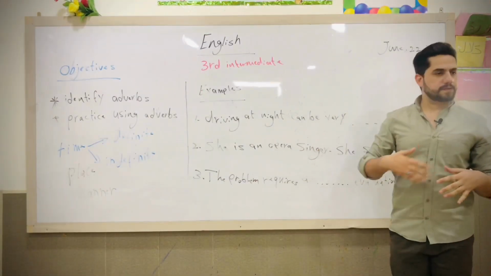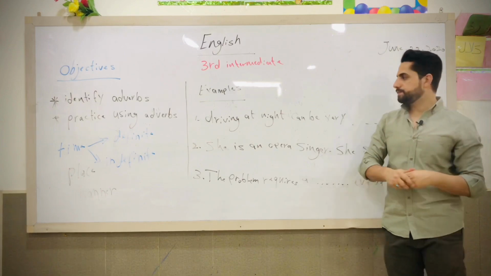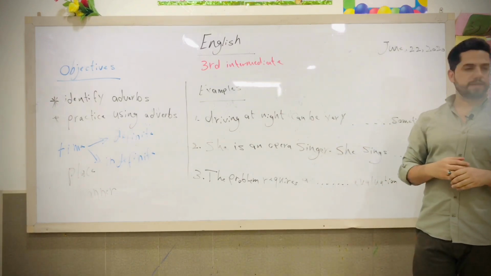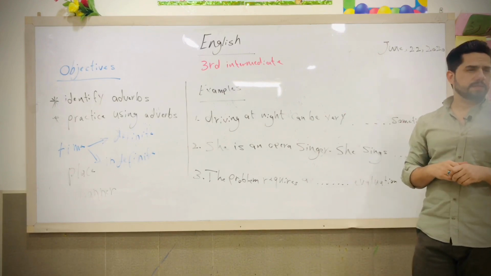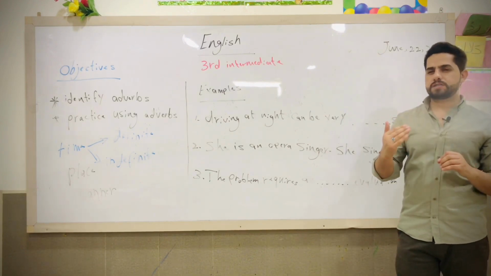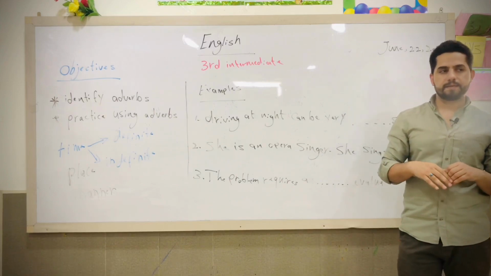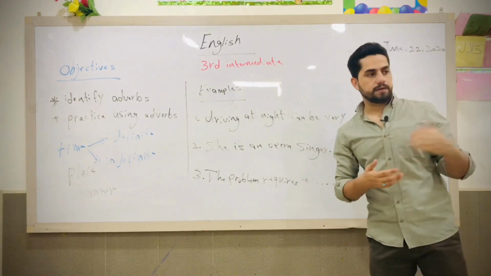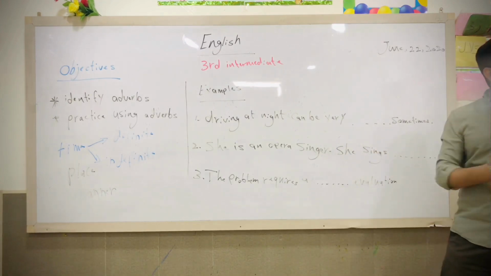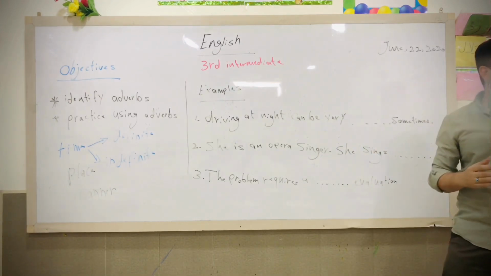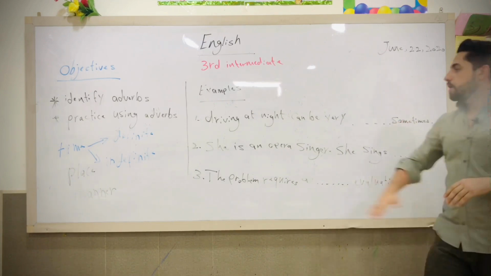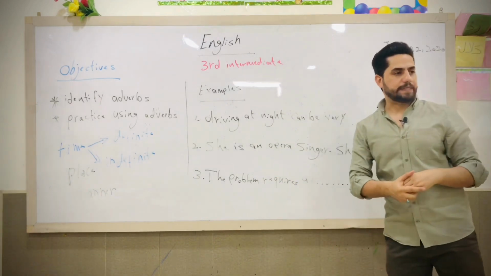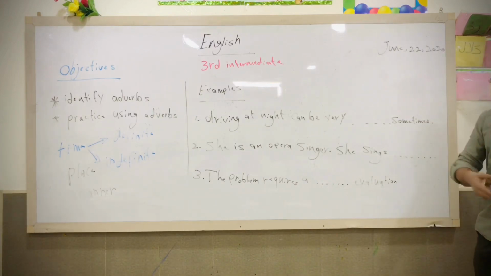Let's consider these examples to practice what we talked about. The first example, driving at night can be very, sometimes. Is it dangerous or dangerously? Anyone, please? Go ahead. So yeah, driving at night can be very dangerous sometimes. We don't need an adverb here, we need an adjective. What about number 2? Ali, please read it. Very good.